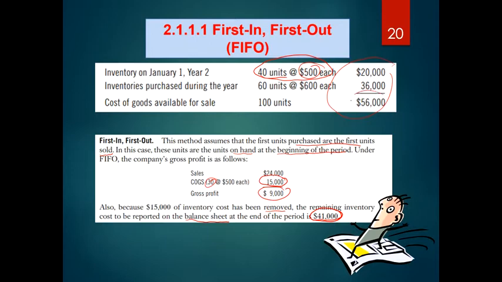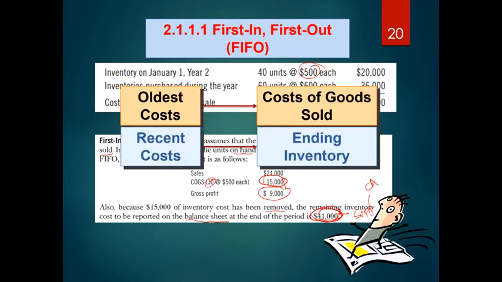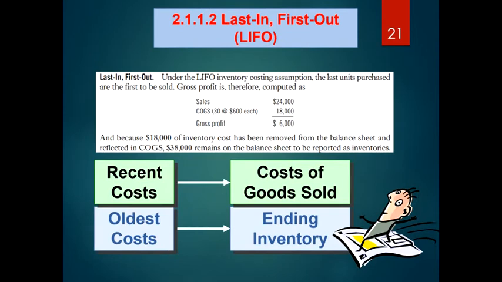This is 56 minus 15,000, and you will get 41. So this 41 we will record in the SOFP, under current asset, inventory. So the conclusion for FIFO is that the oldest cost will be your cost of goods sold and the recent cost will be your ending inventory.